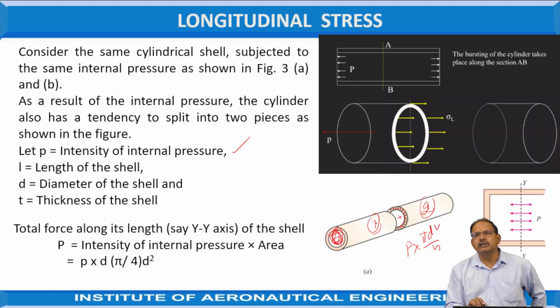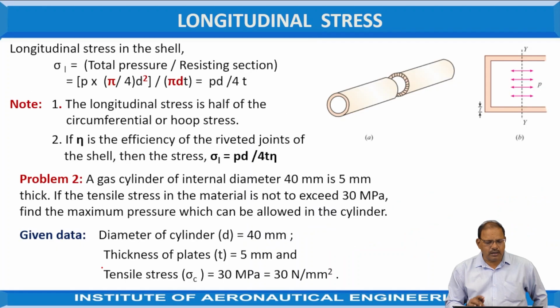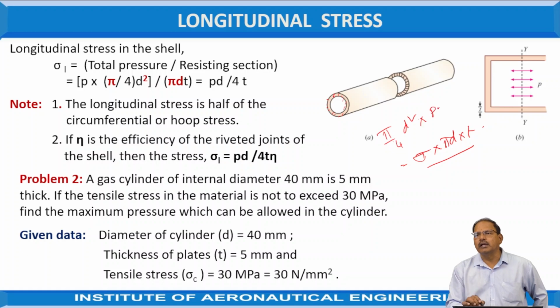Before splitting, internal stresses are developed within the cylinder to resist this force. Assume sigma 1 represents the allowable stress within the cylinder. What is the resisting area? The resisting area is the wall of the cylinder, because it is splitting only there. We can take it as pi D into thickness T. This is the resisting force. But the action force we have taken is pi by 4 D square into P.